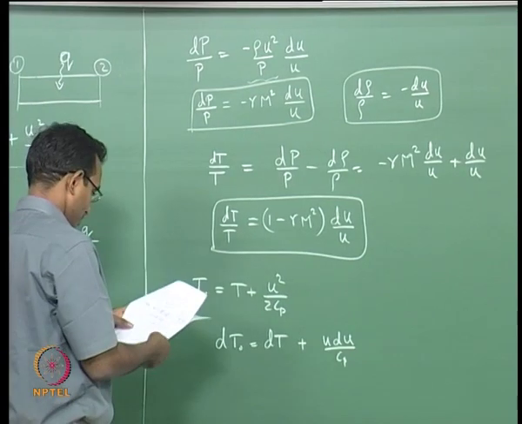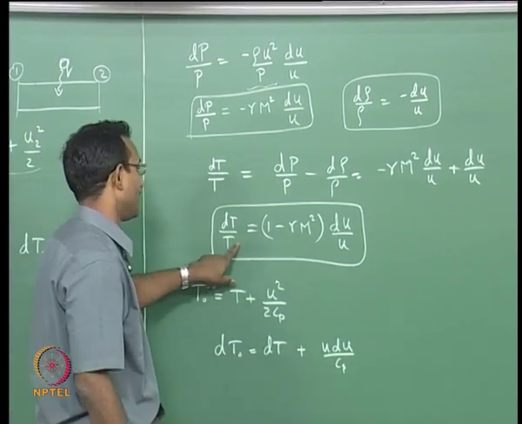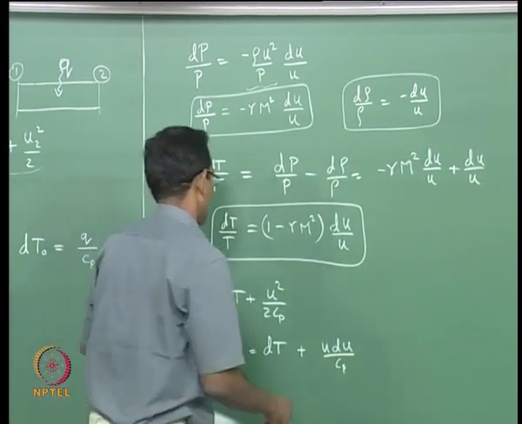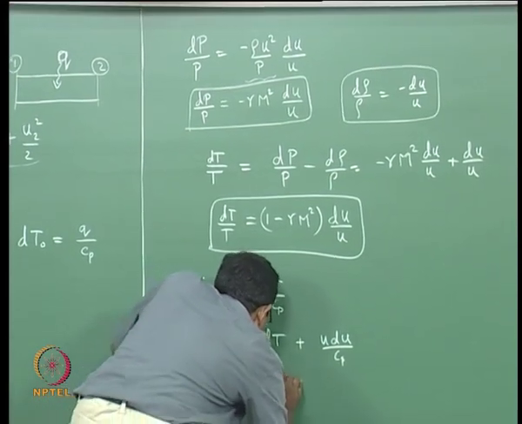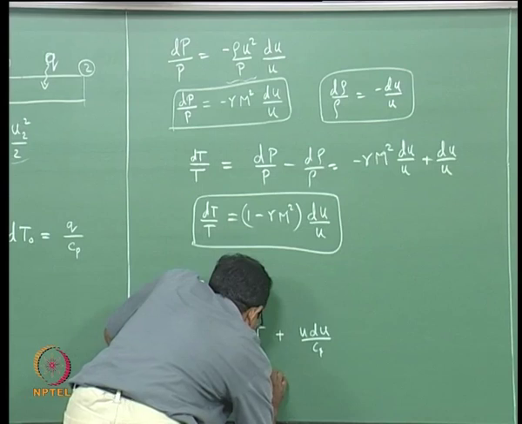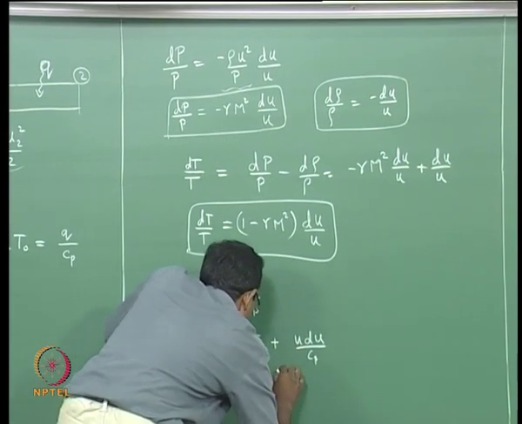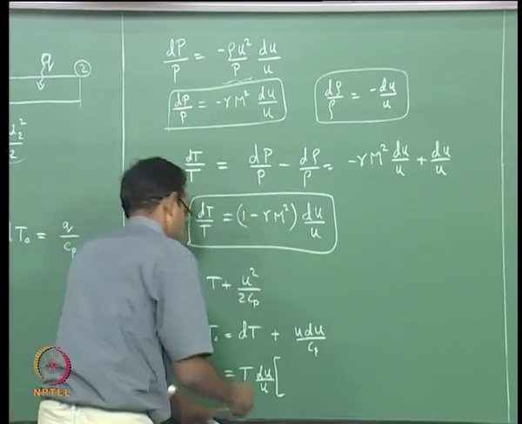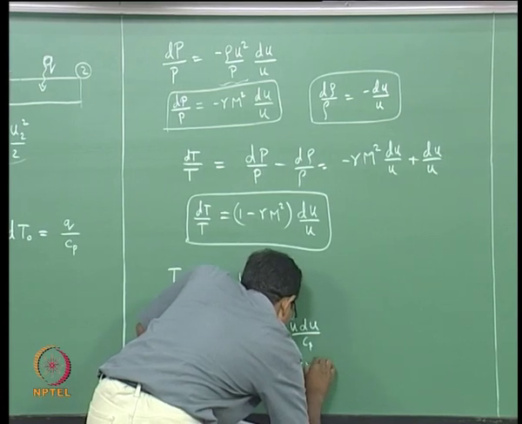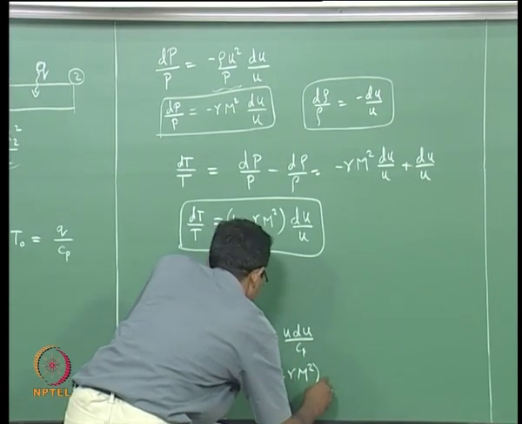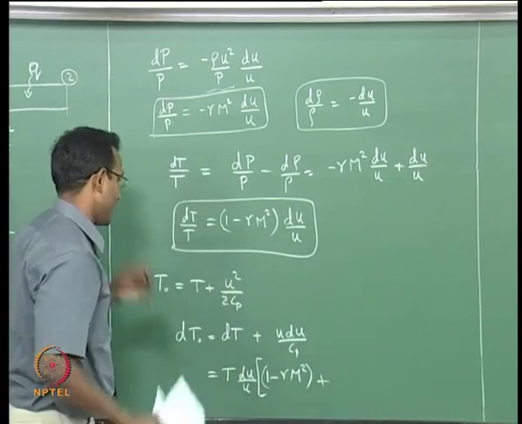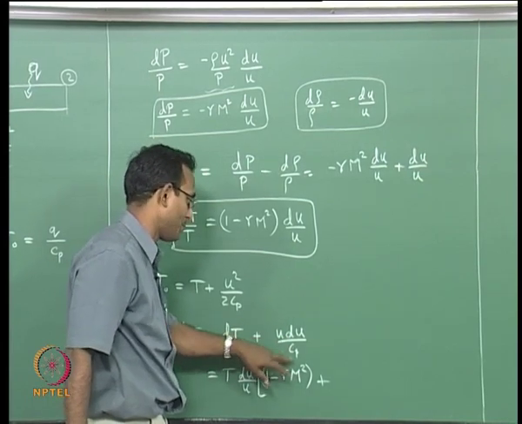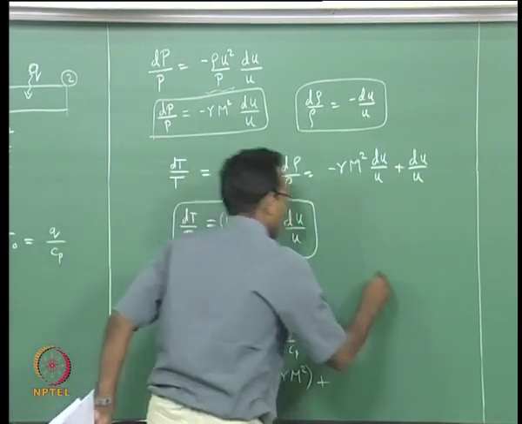Now, I want to substitute for dT from my dT by T here. Okay. So, I will take this T that side and that will become my dT directly. So, it is going to be T, I will pull out a dU by U together. So, I will have an expression dU by U times T is outside, 1 minus gamma M square is inside. This is for the first term, plus the next term I want dU by U. So, I want to look at dU by U, which will become U square by Cp as the inside term. I will write U square by Cp separately.